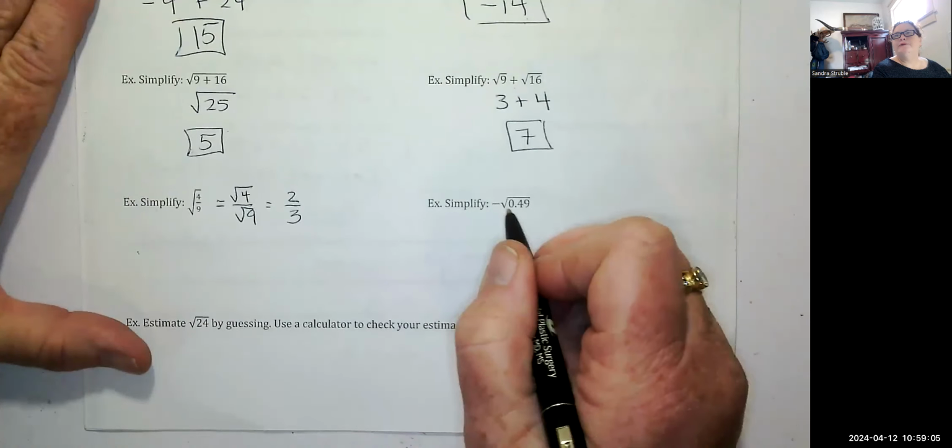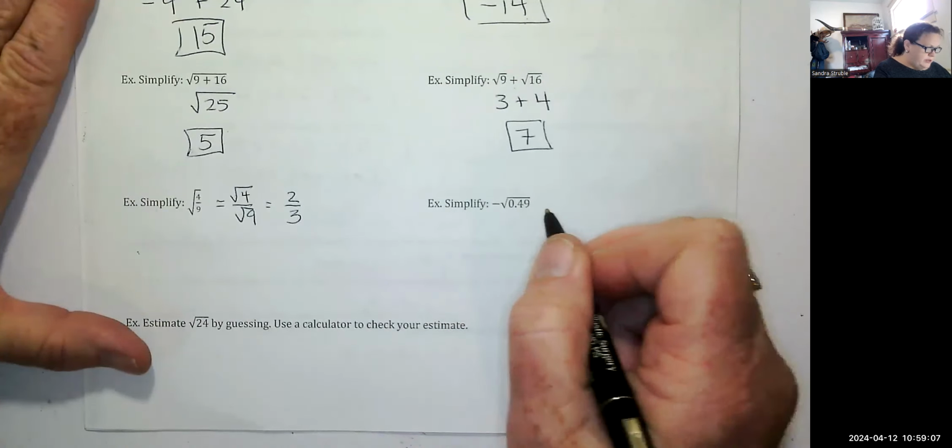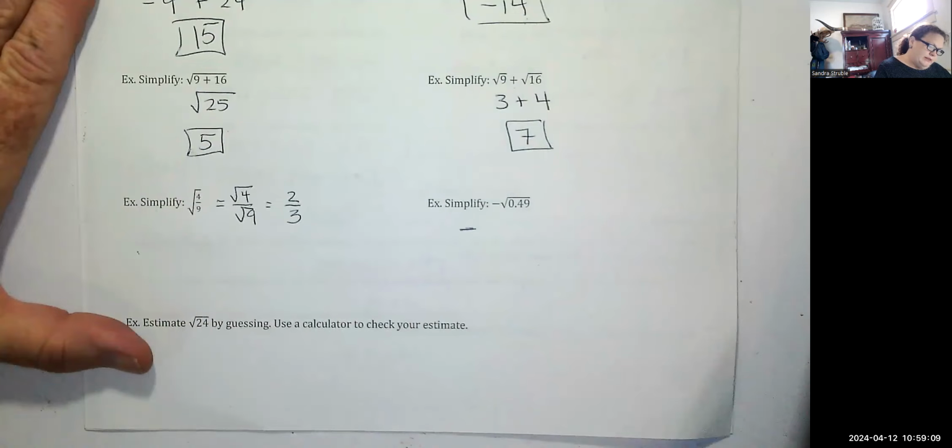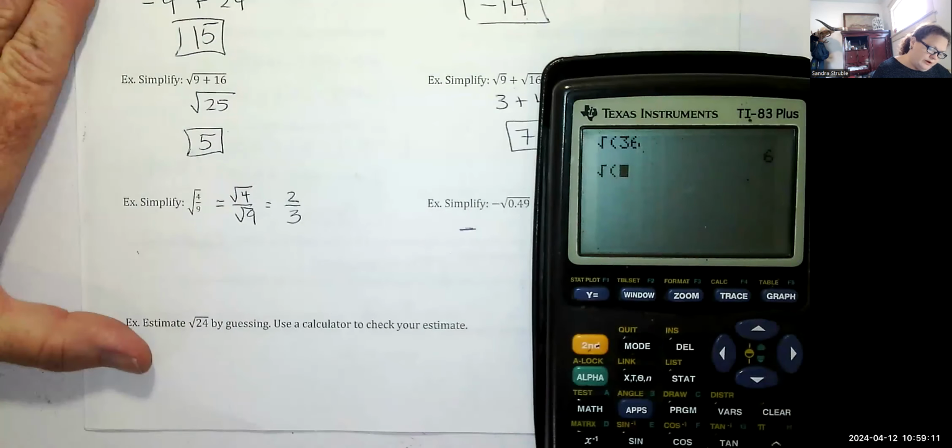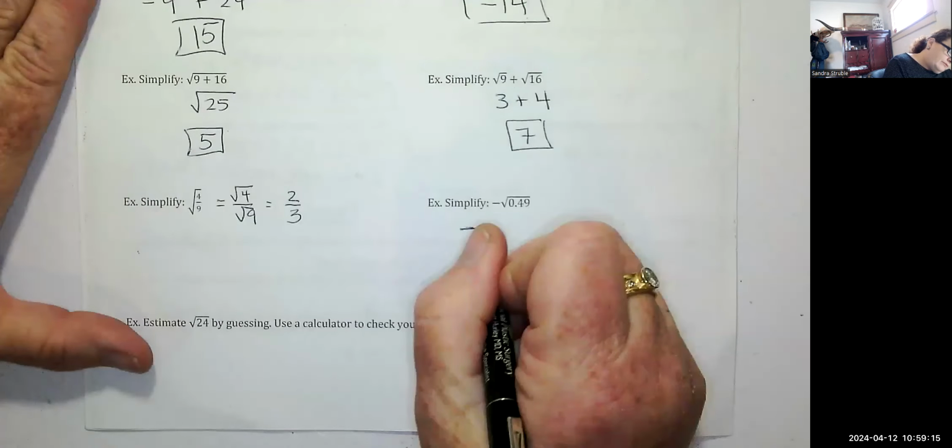Okay, so now we've got negative square root of 0.49. So our answer is going to be negative, and I just need to take the square root of 0.49, and I get 0.7.